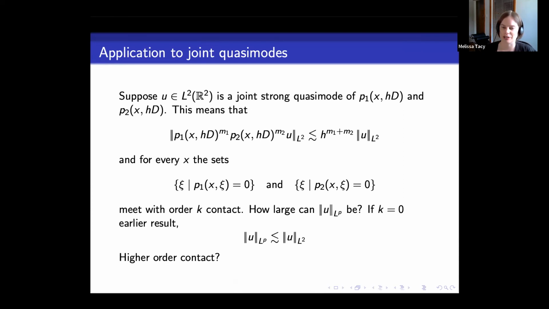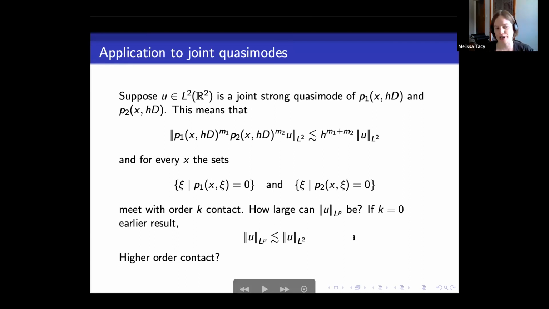So I'm going to have these two sets and I'm going to specialize to 2 dimensions. So these are hypersurfaces in 2 dimensions, therefore they're curves. And you can characterize the way curves meet by measuring their contact. So they have a contact point. It meets with order K contact. Question is, how large can the LP norm of U be?